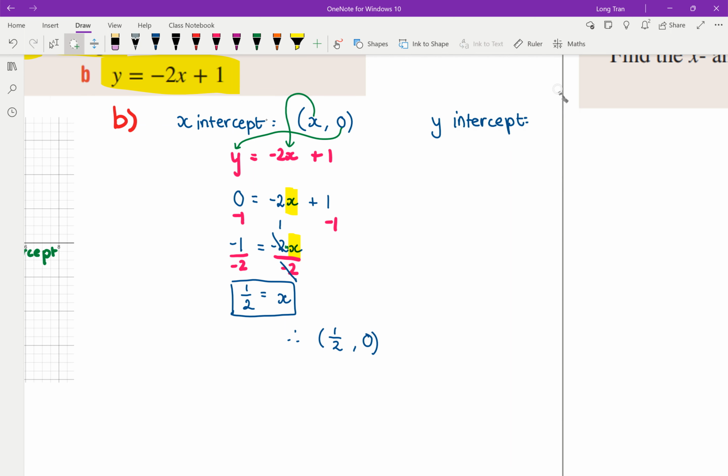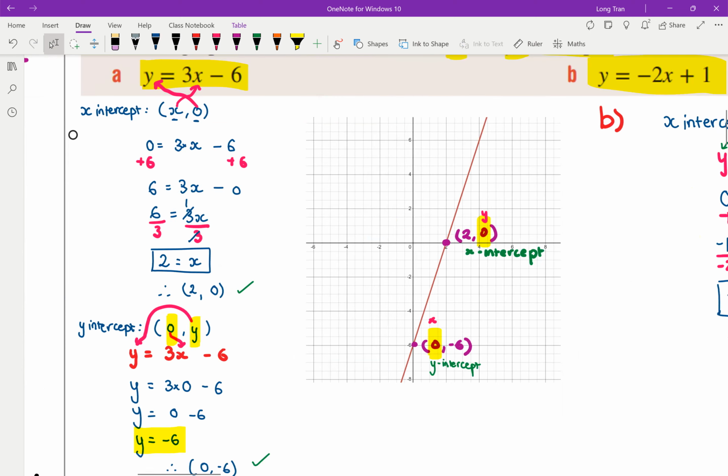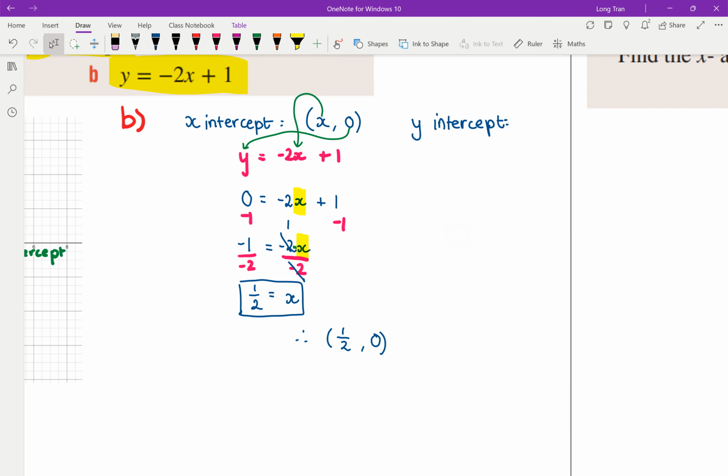The y-intercept is what I normally tell my students to do first because it's easier. It gives a bit of confidence when you're doing them. So let's have a look at the y-intercept, okay? For the y-intercept, we don't know what the y value is. But we do know that on the y-intercept, the x coordinate is always 0. So according to the rule again, y is equal to negative 2 times x plus 1.